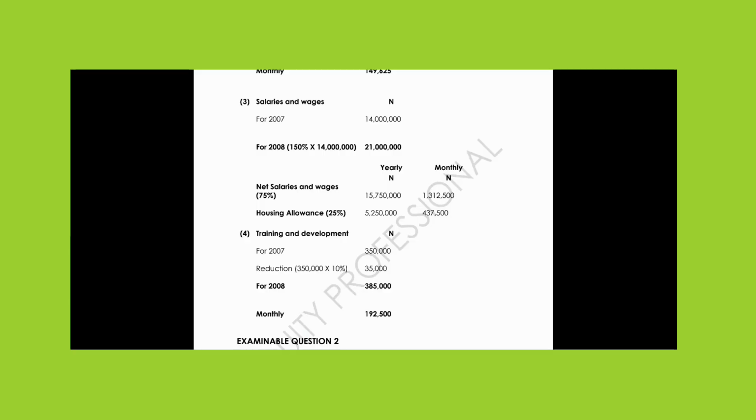What I want to ask from what you just said now, are you saying that the examiner is saying that the 14 million, 150%, which is 21 million, is for the present year? And then out of that 21 million, 25% is housing allowance, and 75% is salary and wages. Yes, that is what I'm saying. All right, thank you very much. So any other question?